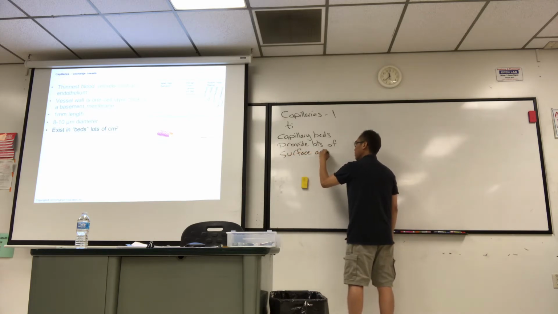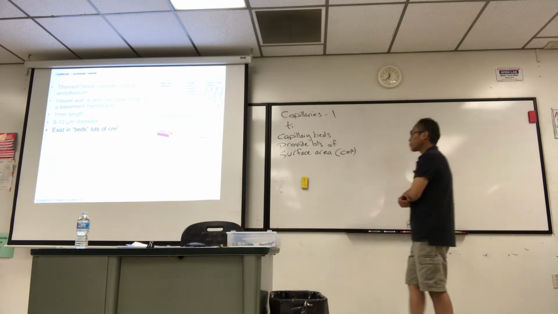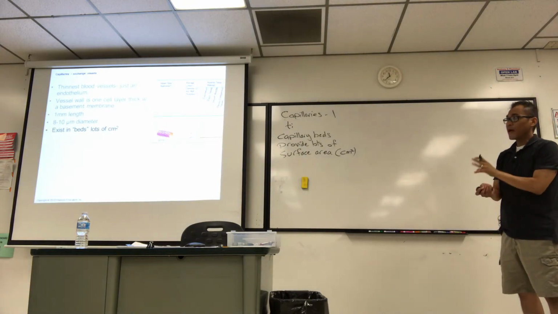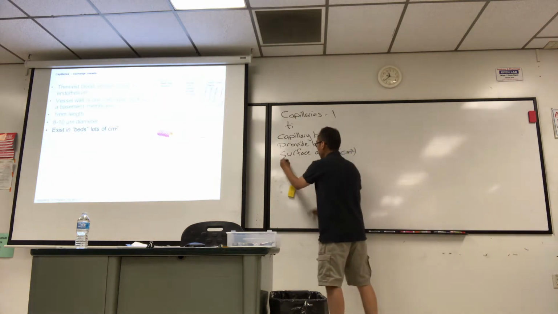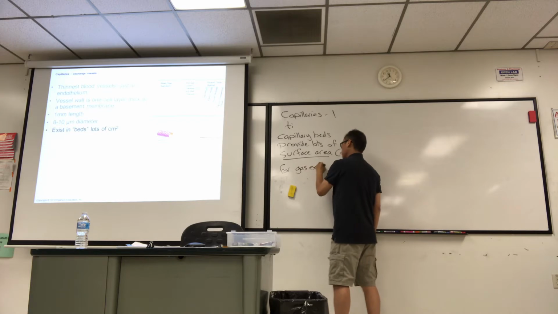Now, surface area, basically I just say cm squared, right? Multiply length times width, that's area. Well, anyways, all that surface area, because there's so many capillary beds, there's a lot of surface area for gas exchange and other things.